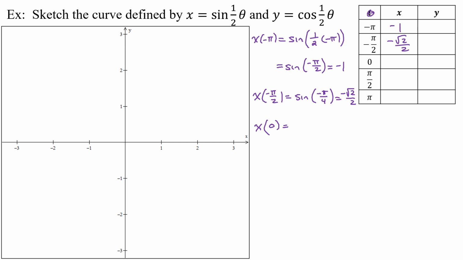So x at 0 would be just sine of 1/2 times 0, which is 0. Sine of 0 is 0. If you plug in pi over 2, you would get 1/2 times pi over 2, which would be pi over 4. That is root 2 over 2. Remember, sine is an odd function, so if you plug in a positive value, you'll get the same thing that you would if you plugged in the negative value, just with the opposite sign. And then if you plugged in the pi, you get 1/2 times pi, or pi over 2, which is 1.